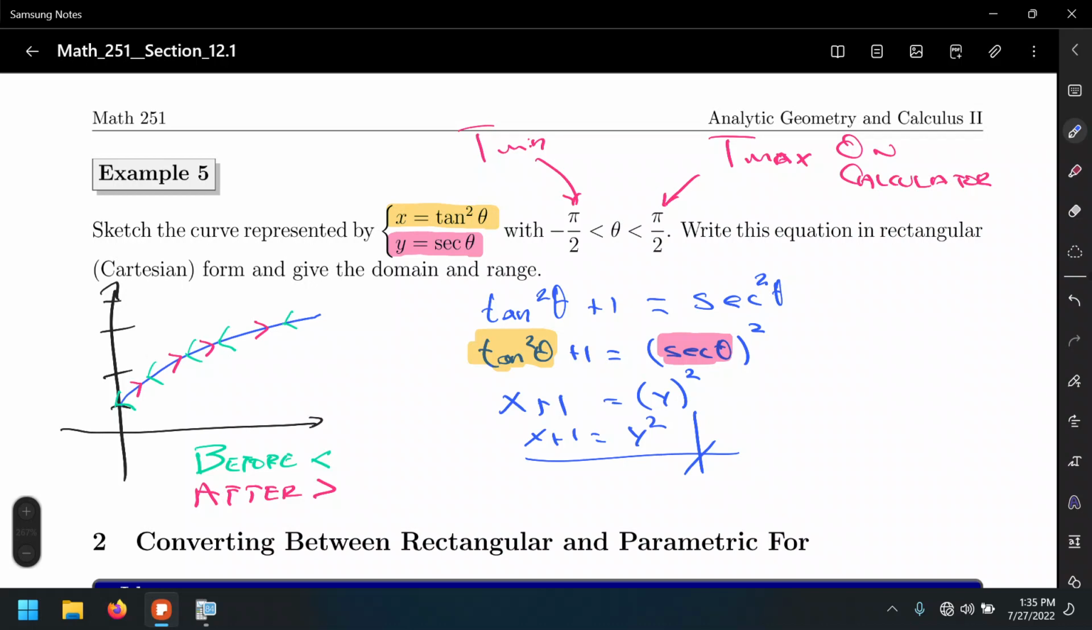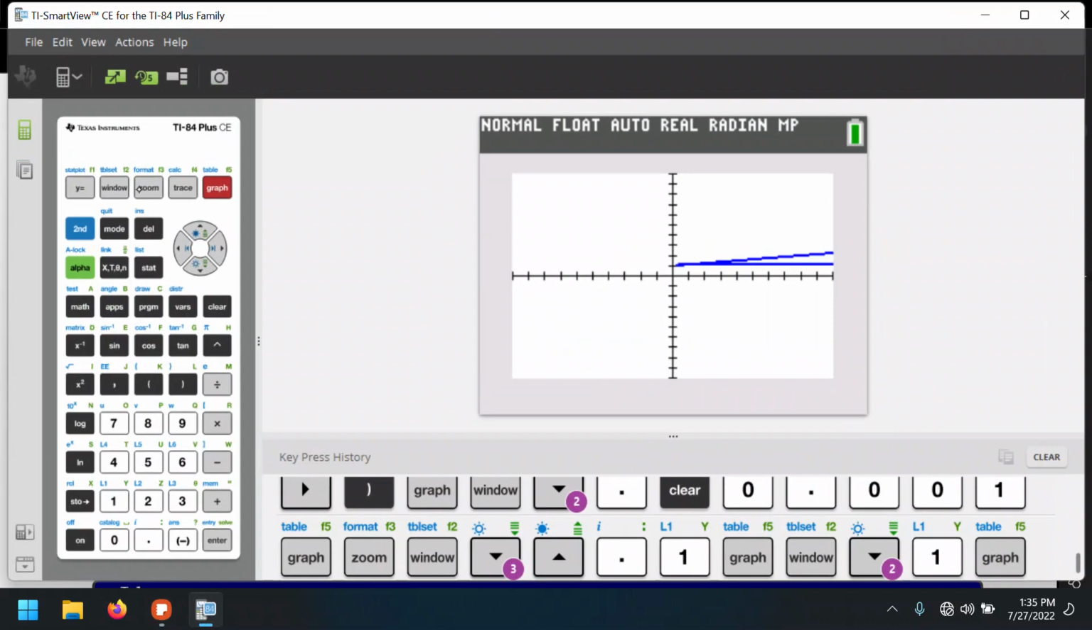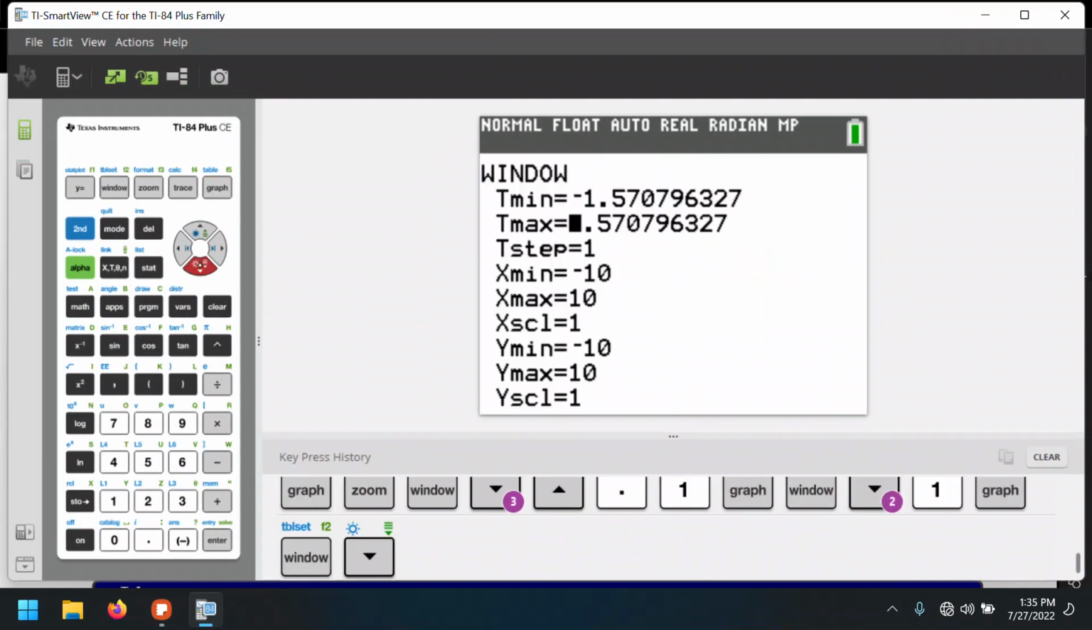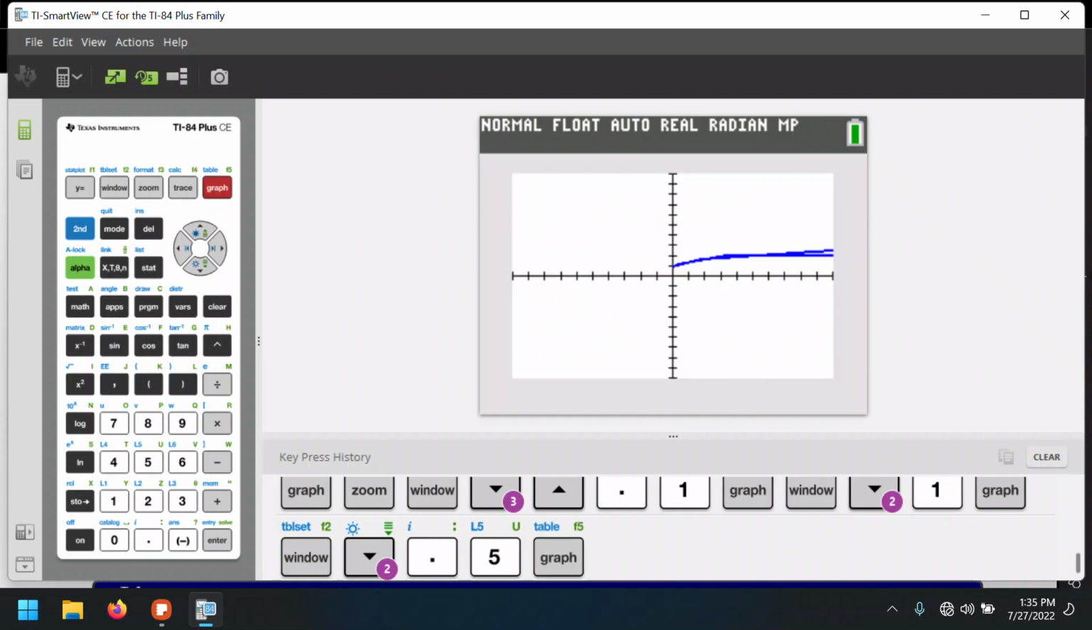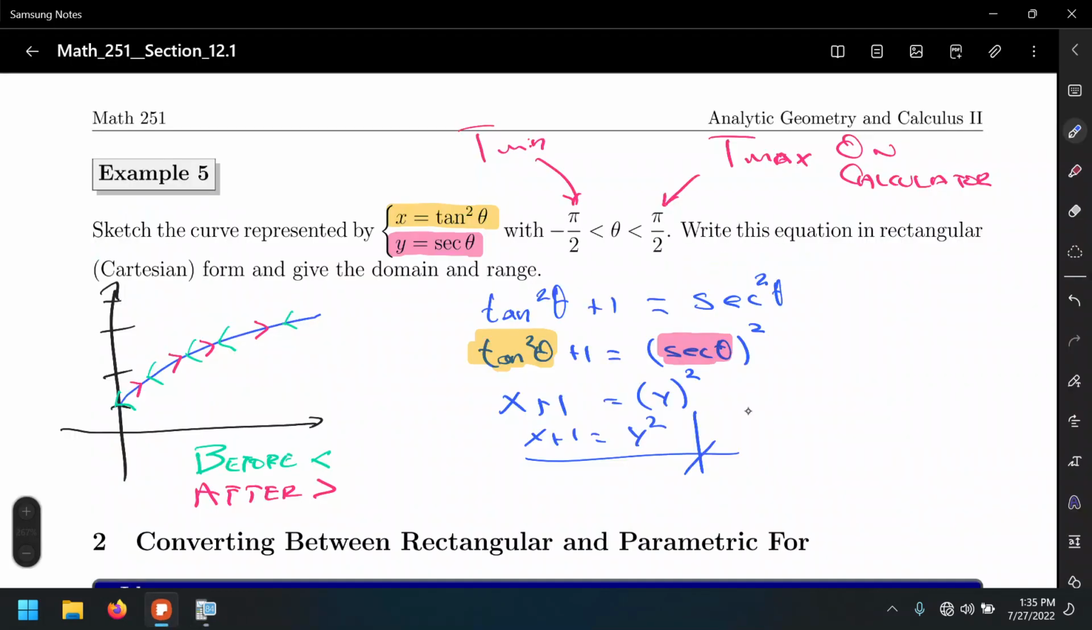If you want to see the balance, set the t-step to 0.5. Did you see the 0.5? Okay, let me see. Yeah, but it was really fast for you. Yeah, it was really fast. But it does it. Thank you. So that's a parabola.